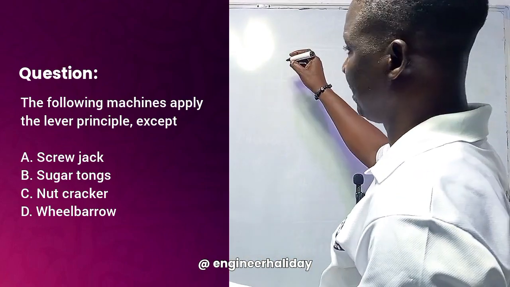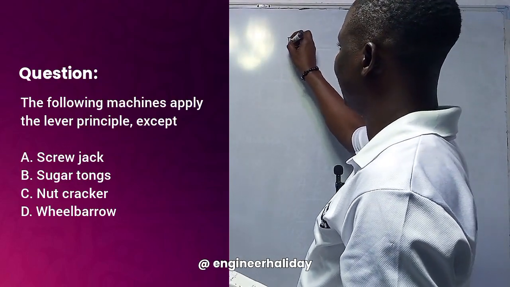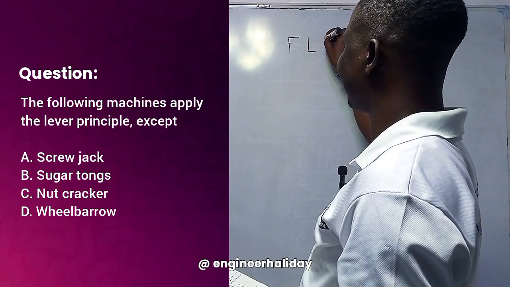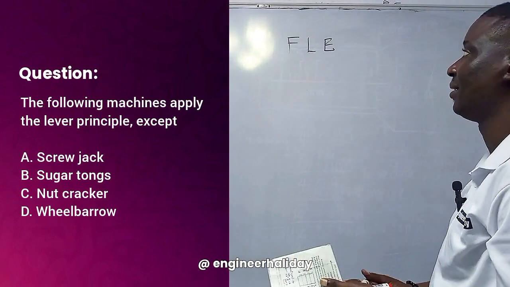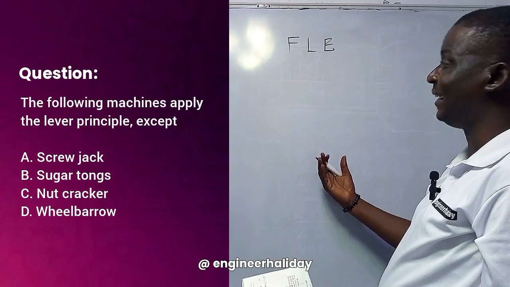Now, please take note of this. Let me drop this one. There are three types of lever. Before I leave this question, we have the first class, second class, and third class. How do you remember them? To know the first class, you use FLE. FLE is the shortcut to define each of them.